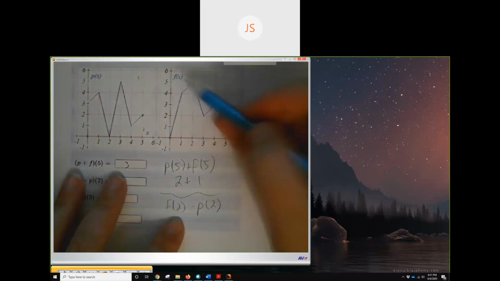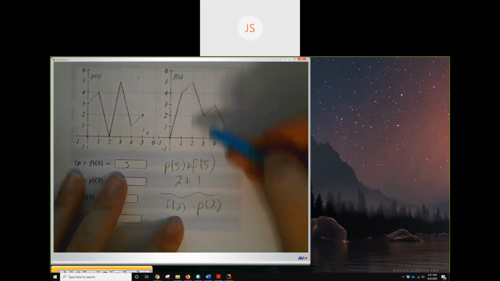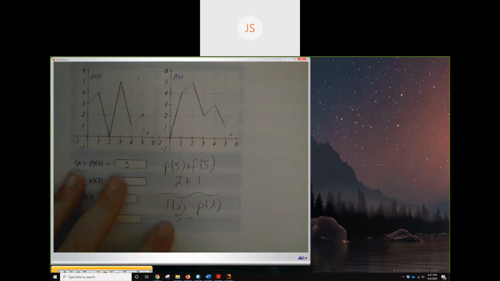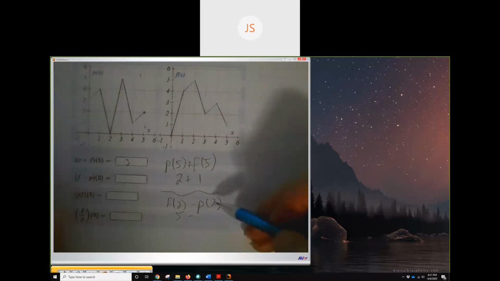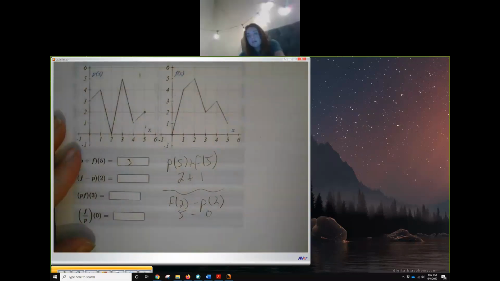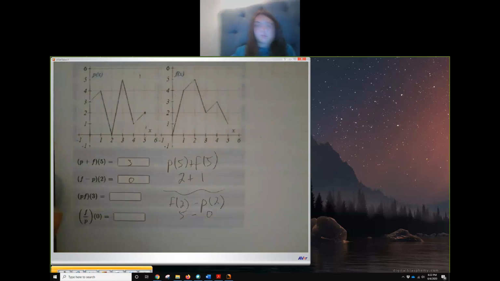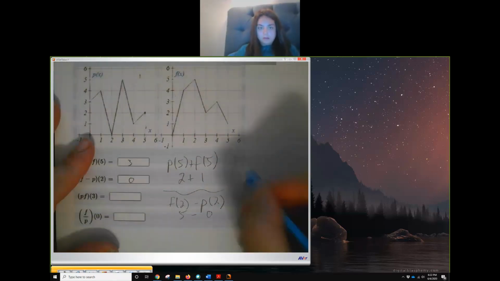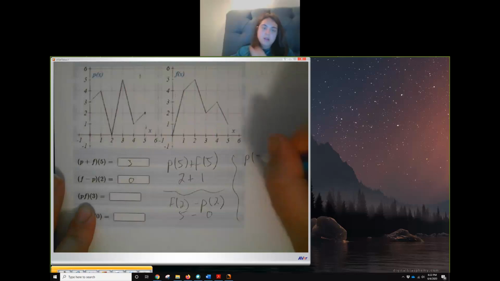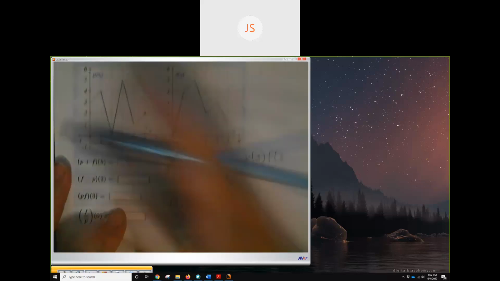So start on the f graph this time. F of 2 is 5. P of 2 is 0. So 5 minus 0 is 5. So this is the same as p of 3 times f of 3. Whoops, 5 minus 0 is 5, you're right.